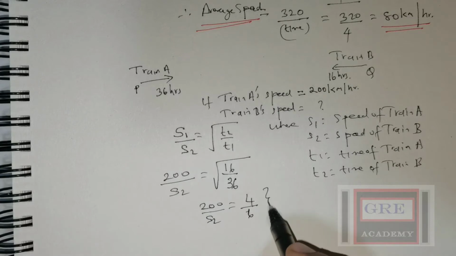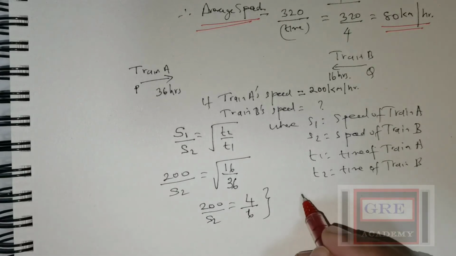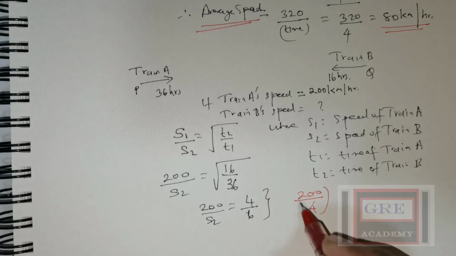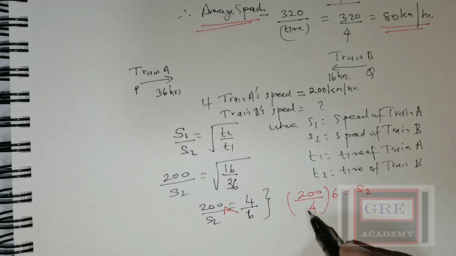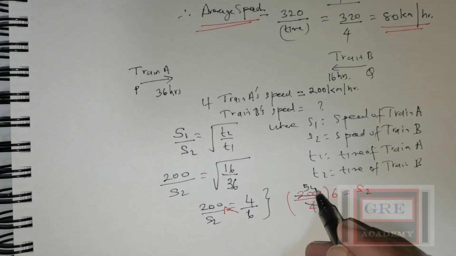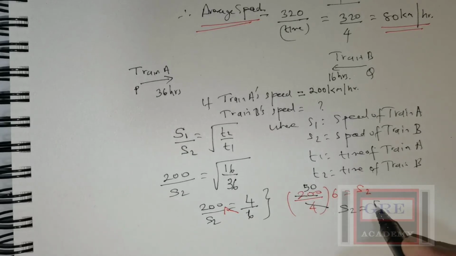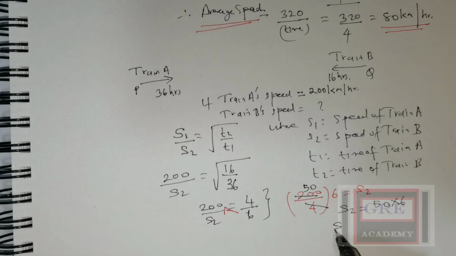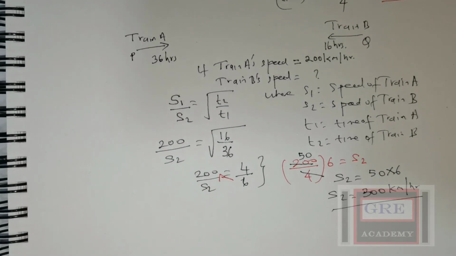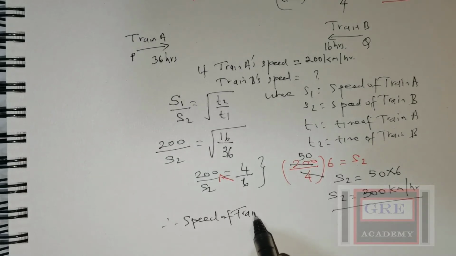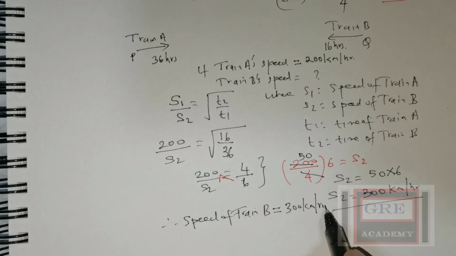Now this can be further rewritten as 200 divided by 4, and 6 can be moved up, and that is going to be equal to S2. Now 4 divides 200, 50 times, so S2 is equal to 50 times 6, which is nothing but 300 kilometers per hour. So this is the speed of train B. Therefore the speed of train B is 300 kilometers per hour.